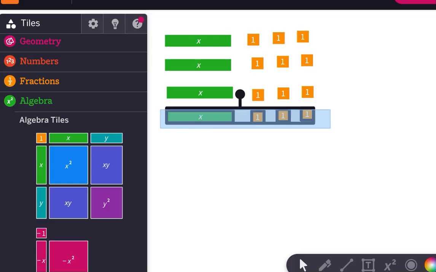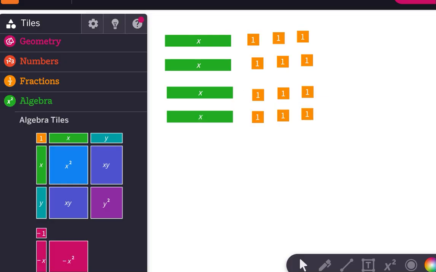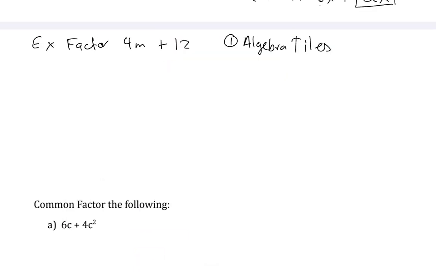I'm noticing that I have literally 4 groups of x plus 3. So when we factor it, it's asking how many groups of variables do we have? Well, the answer to this one just visually is 4 groups of x plus 3. So I know that I have 4 groups of x plus 3. But what does this look like algebraically? We know that this is the factored answer.